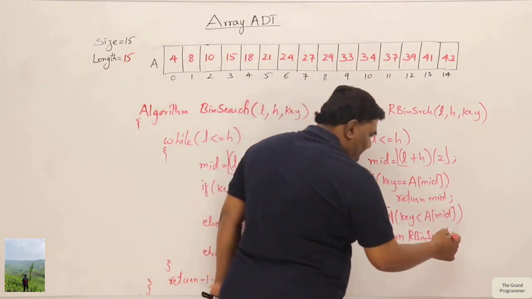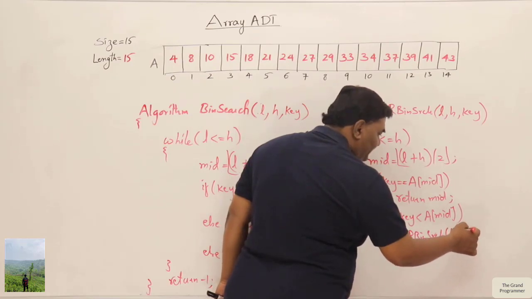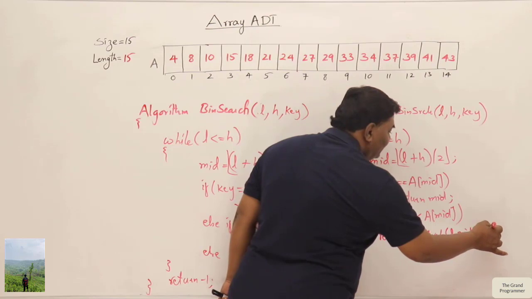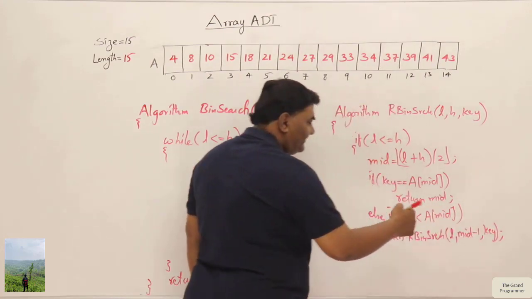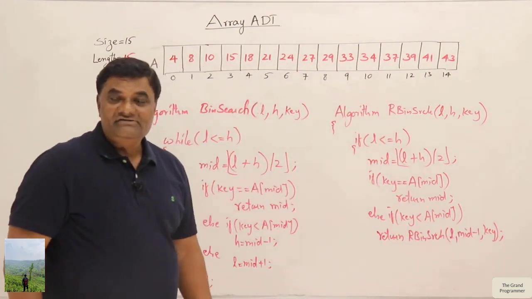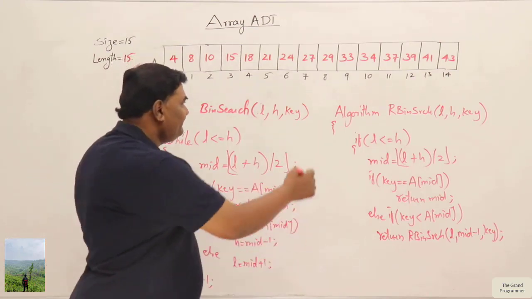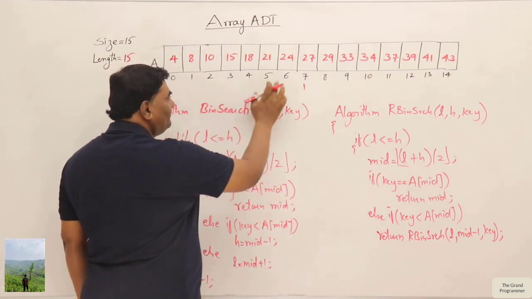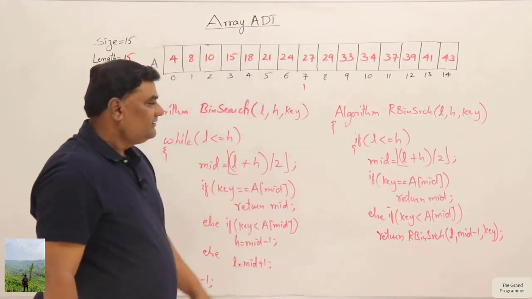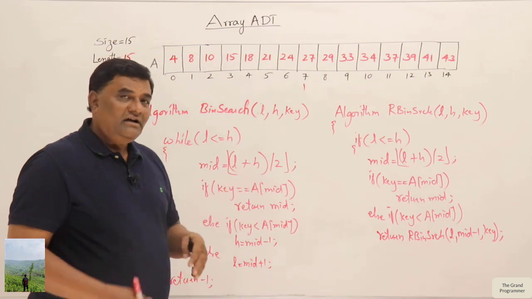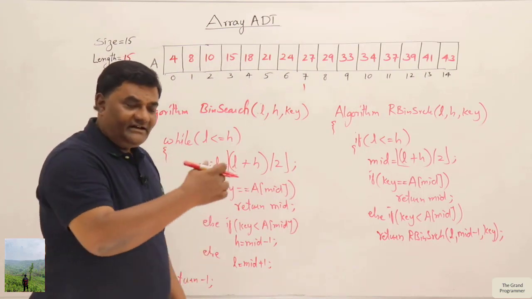So what does it have to pass? Low as it is, but in place of high it should be mid minus 1, and key as it is. So this is a recursive call with a modified or reduced list. It is just passing the left hand side list. So if mid is here, from low to mid minus 1 it will be passing. If the key is less, it is on the left hand side. Otherwise the key is greater and it is on the right hand side.